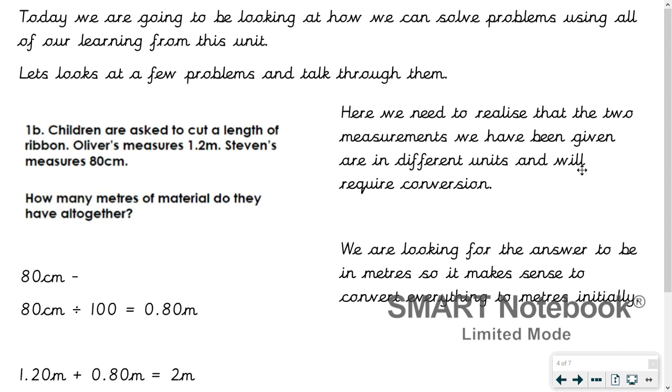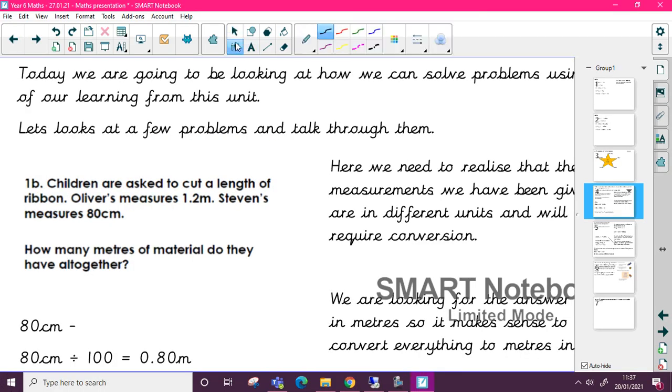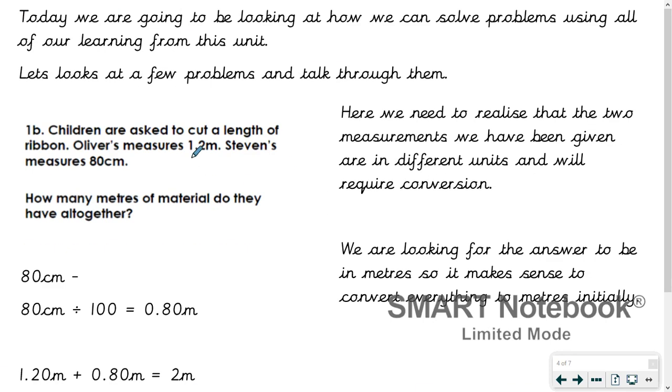So let's look at a few problems. So the first problem, children are asked to cut a length of ribbon. Oliver's measures 1.2 metres. Stephen's measures 80 centimetres. How many metres of material do they have altogether? First thing to notice, tell you what, I'm even going to get my pen out here so I can underline. First thing to notice is here, 1.2 metres, here 80 centimetres, and here it wants the answer in metres. So the odd one out is this centimetres. So it makes sense to get everything into metres, so then we can do our answer.